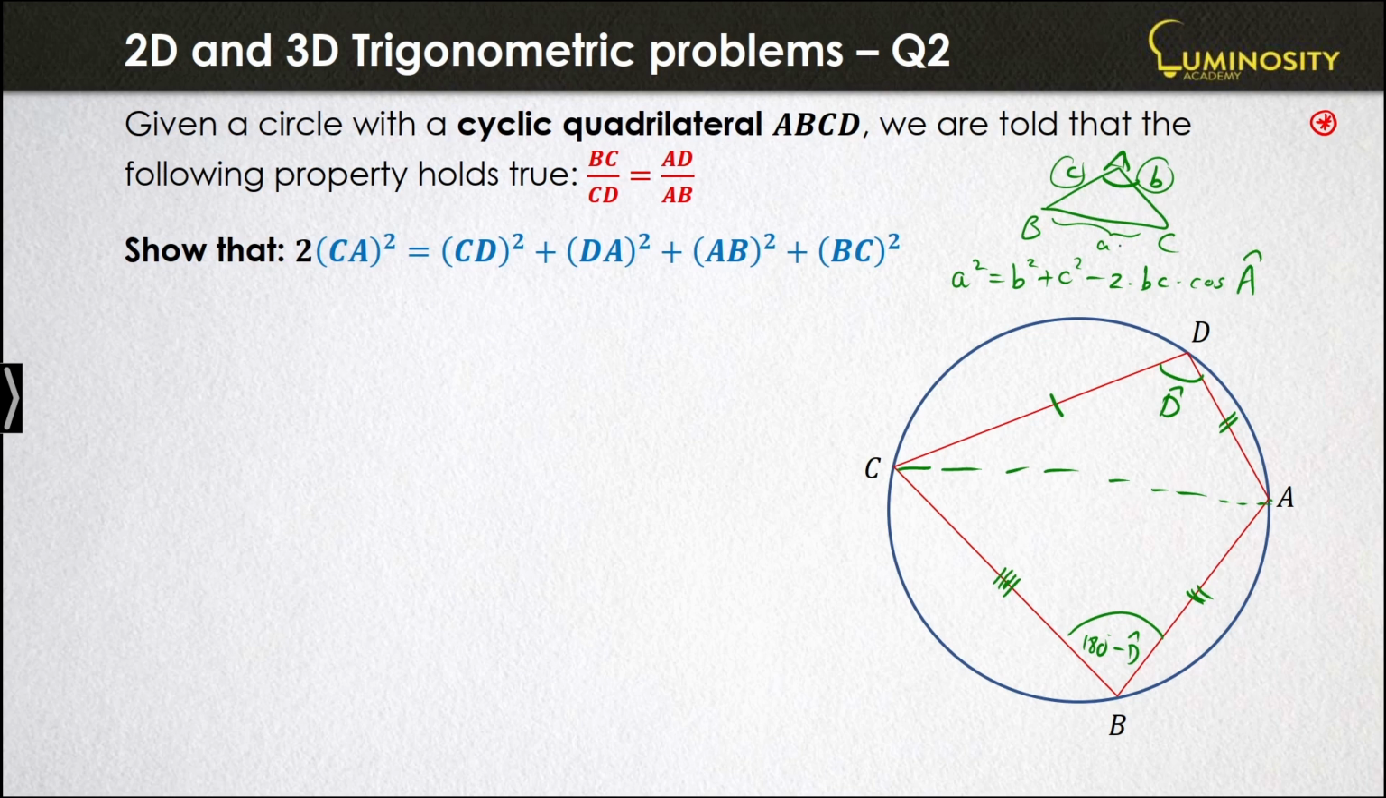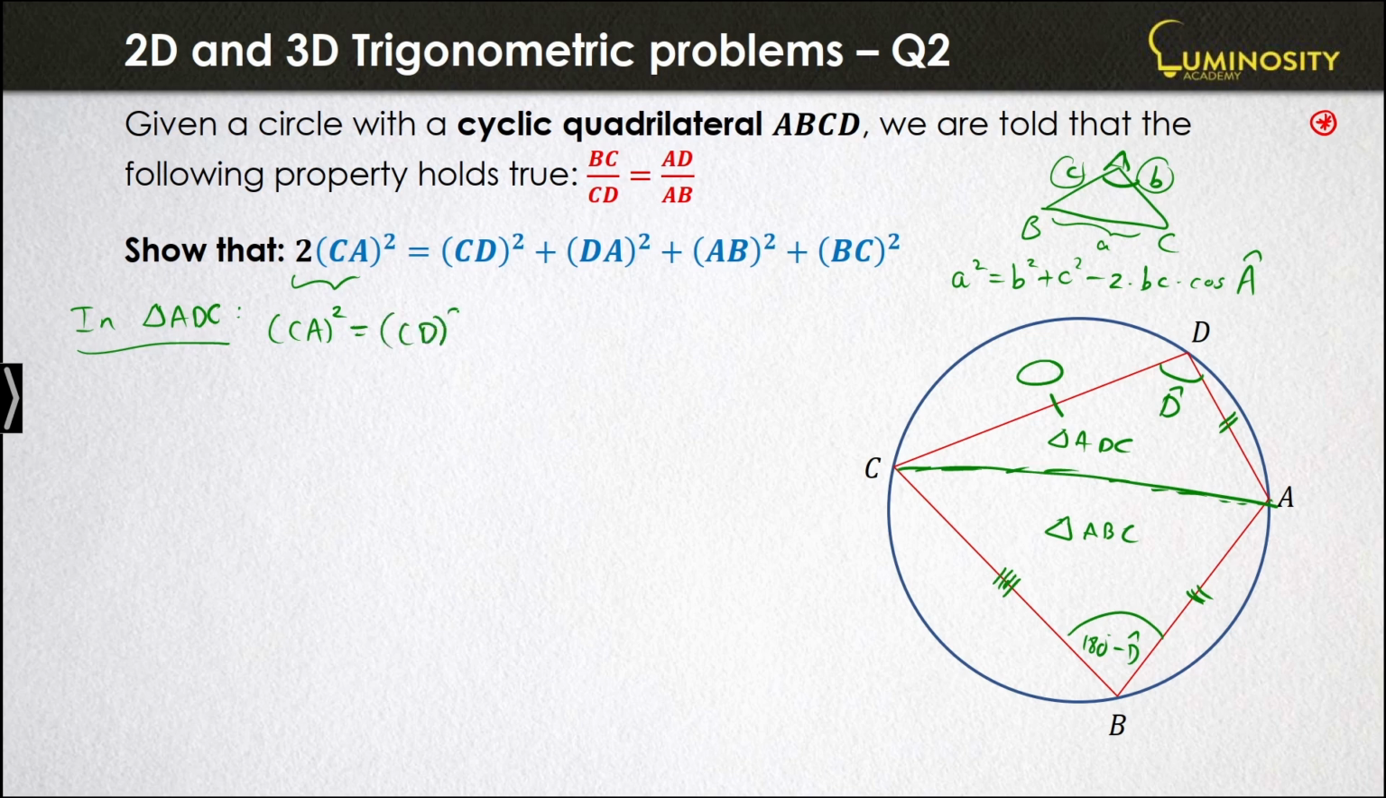Okay, so let's give that a try and work out CA, this base here of those two triangles, in two different ways, and then probably add them if we want to get two amounts of them. So in triangle ADC, we have the following. If we want the length CA, CA squared equals CD squared, plus DA squared, minus 2 times the product, so 2 times CD times DA times cos of angle D.